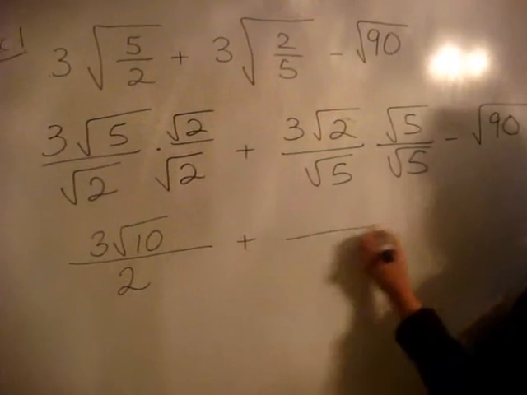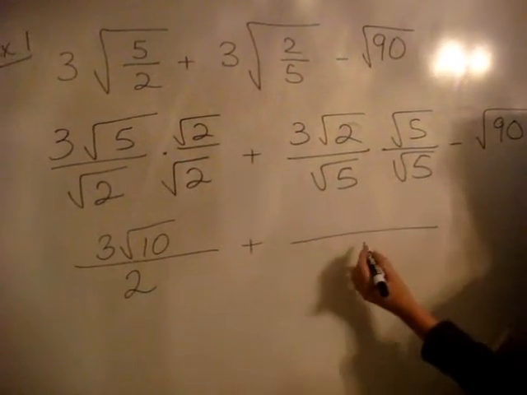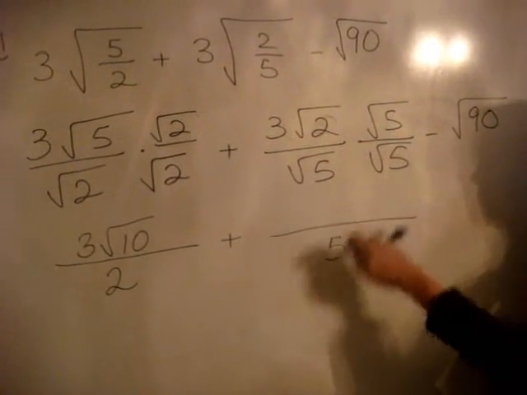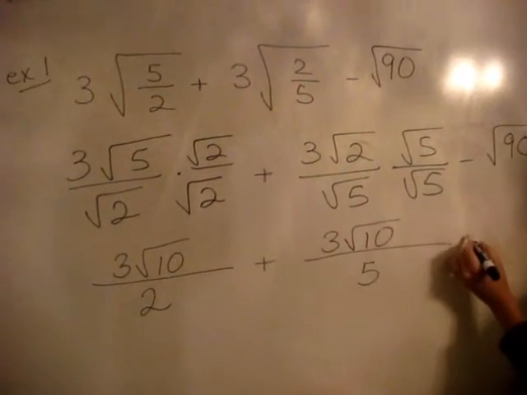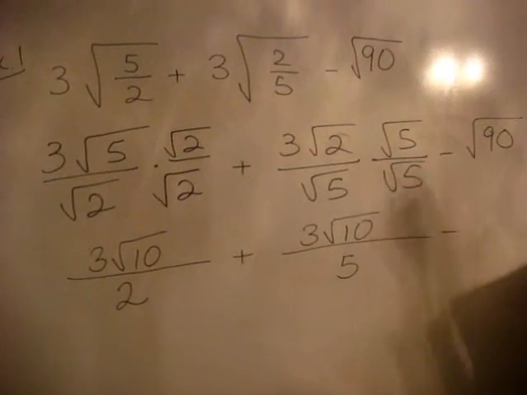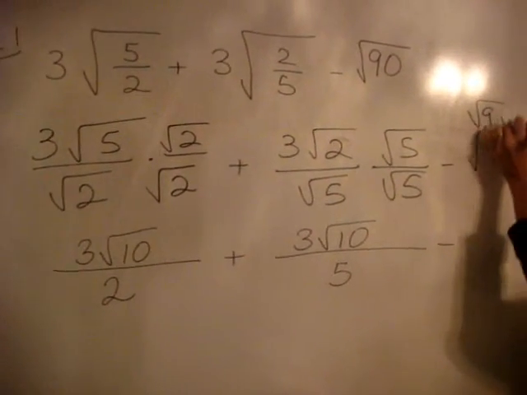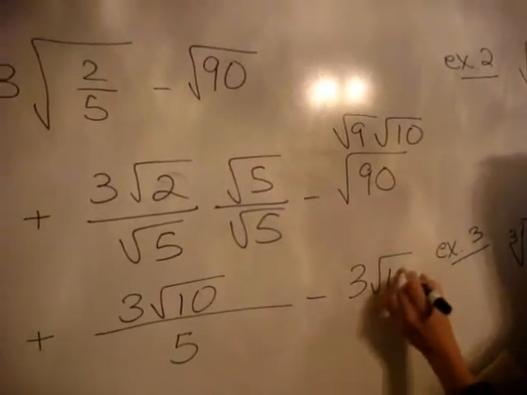Let's try this one. Square root of 5 times the square root of 5 would be the square root of 25, which is just 5. So a radical times itself just frees the number. And here we're going to have 3 times the square root of 10. And then over here we have the square root of 90, and that would be the square root of 9 times the square root of 10. And that would be 3 times the square root of 10.